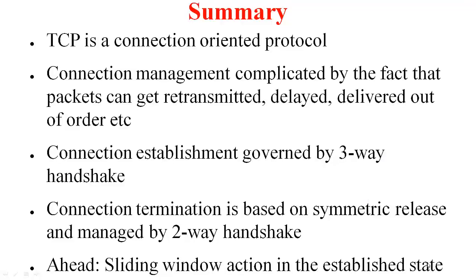So to summarize, TCP is a connection-oriented protocol. This connection management is complicated by the fact that we are running over a best effort service model. We saw a specific problem arising out of these duplicates interfering with the new connection. We handle this via the three-way handshake. Making use of random initial sequence numbers also helps in this context. Connection termination is also a complex problem, but we went with a simple approach where we managed termination via a two-way handshake. We also looked at the TCP state diagram. Up ahead, we will see the sliding window in action in the established state.